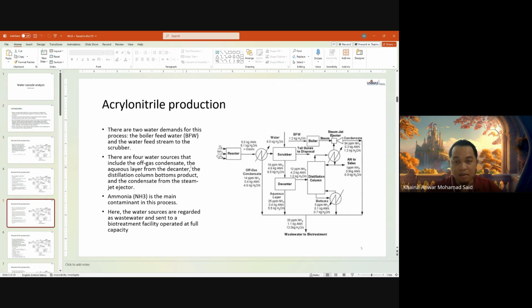which include the off-gas condensate from the steam jet ejector, the aqueous layer from the decanter, the distillation column bottom, and the condenser condensate. Here, this is the steam jet ejector. So we have two demands for water sources.